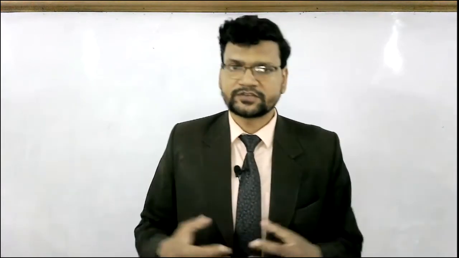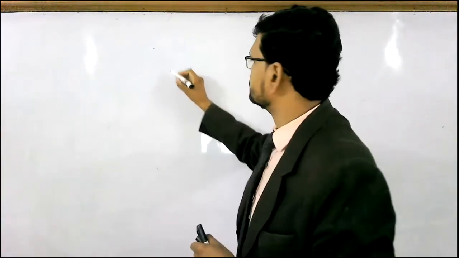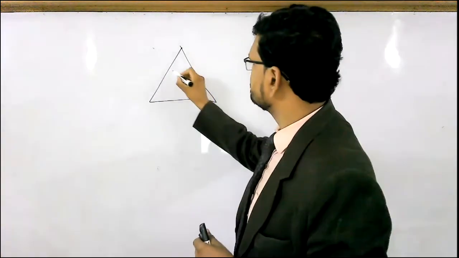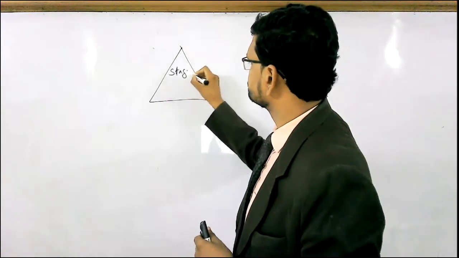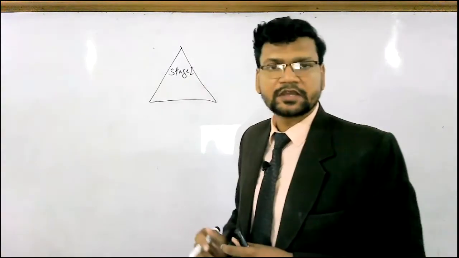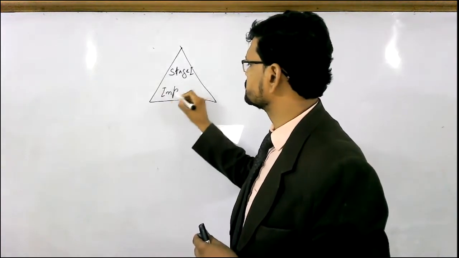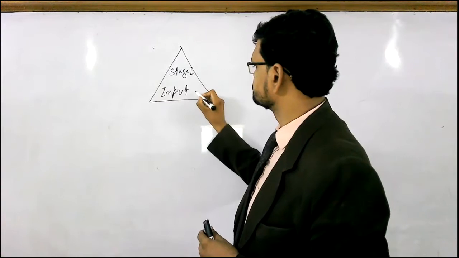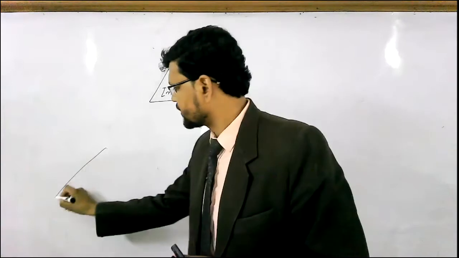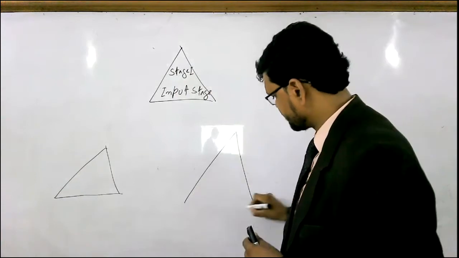So what is basically stage 1? If I draw three triangles here, that is called the stage 1 triangle. And basically in stage 1, we talk about the input stage. Similarly, we have another triangle and a third triangle.